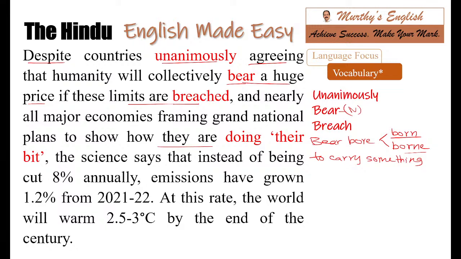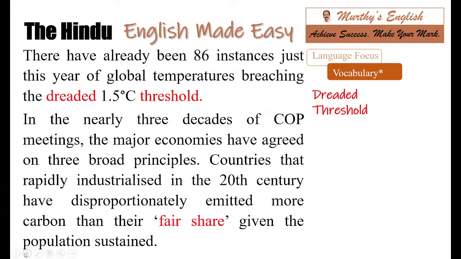In spite of all this, the science says that instead of being cut 8% annually, emissions have grown 1.2% from 21-22. It did not go down. It has gone up. At this rate, the world will warm 2.5 to 3 degrees Celsius by the end of the century. That is going to be disastrous. There have already been 86 instances just this year of global temperatures breaching the dreaded 1.5 degrees Celsius threshold.